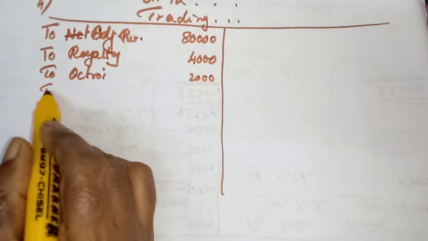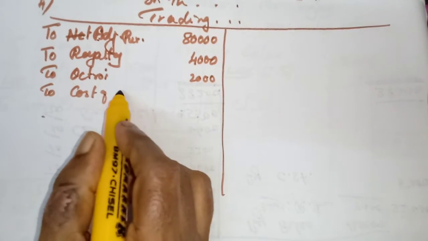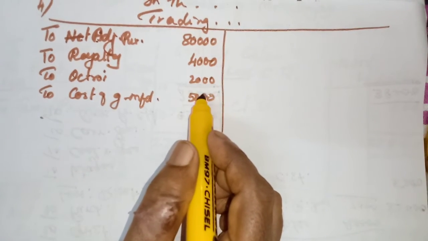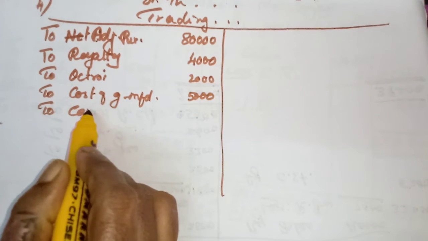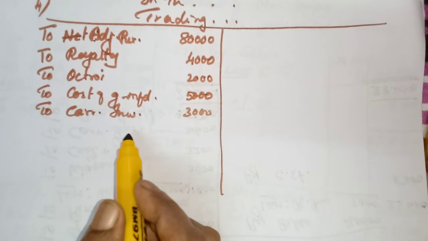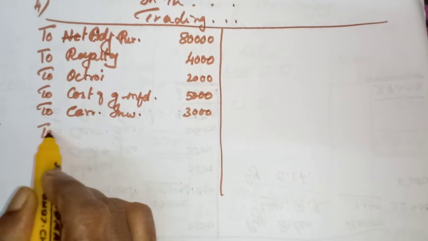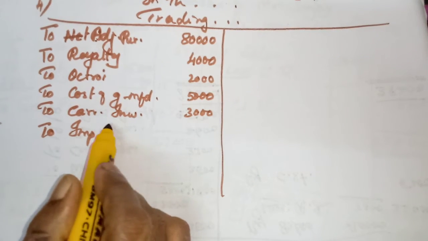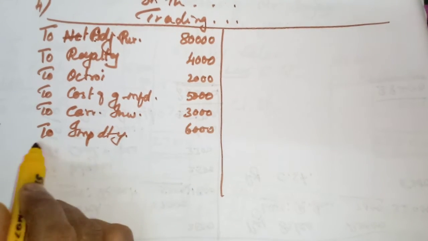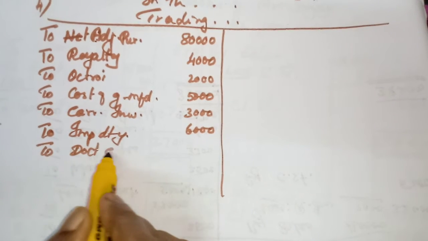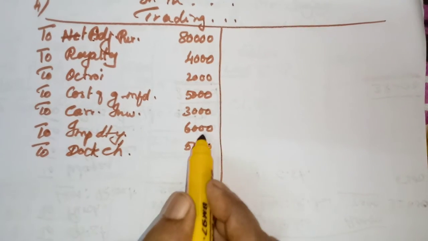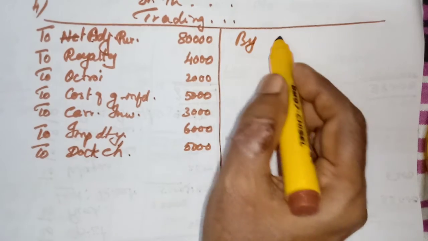Okay. Then cost of goods manufactured, 5,000. Then carriage inward, 3,000. Then import duty, 6,000. Dock charges, 5,000. All direct expenses. Here by sales.